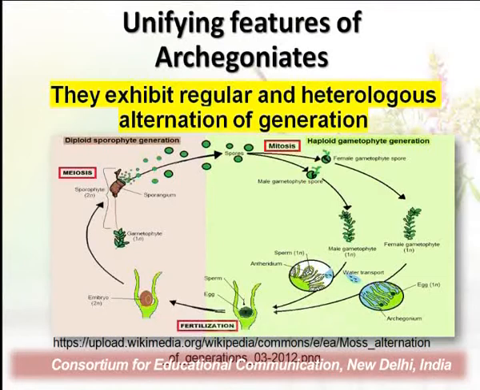The first and foremost unifying feature of these archegoniates happens to be the regular and heterologous alternation of generation. As we know, alternation of generation is a very common phenomenon in the life cycle of archegoniates. In alternation of generation, the sporophytic generation is alternated with gametophytic generation.